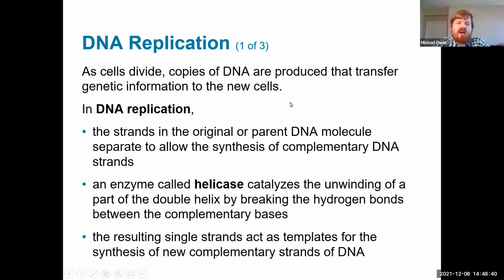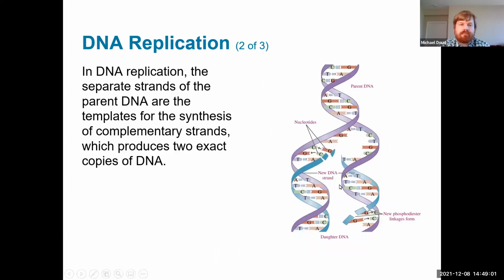Okay, so let's talk about this process of replication. First, an enzyme called helicase. It does exactly what it sounds. It unwinds the double helix, basically breaking the hydrogen bonds between complementary bases. Then we have single strands that are open and exposed to a DNA replication enzyme. So basically, helicase unwinds it, and then we have DNA replication occurring here on both of the daughter strands here.